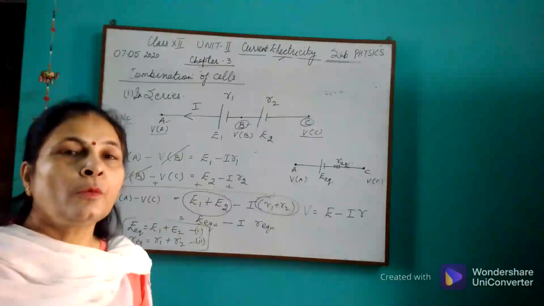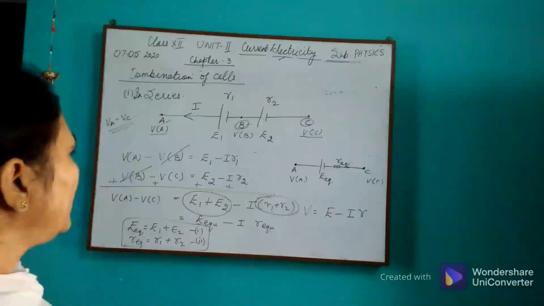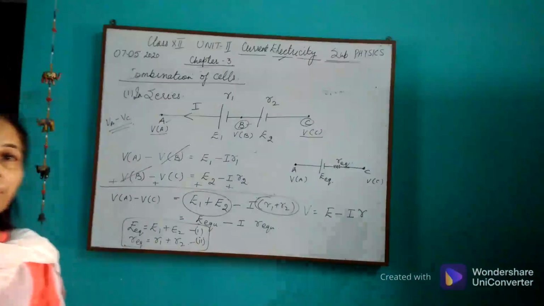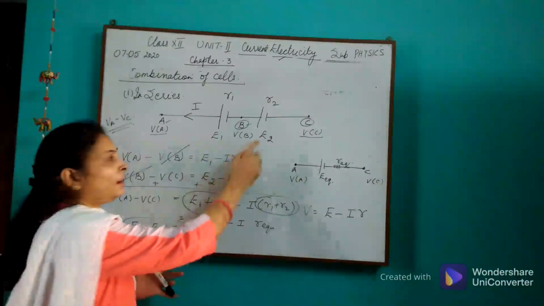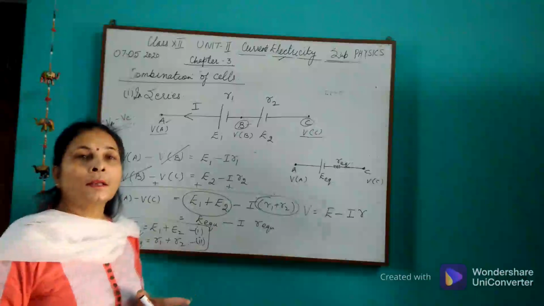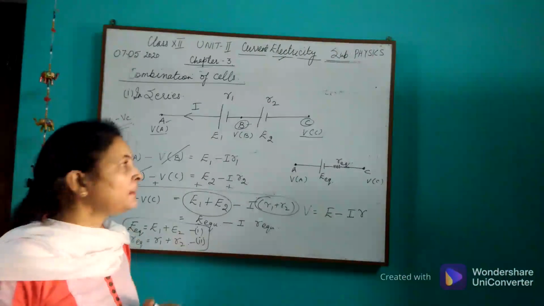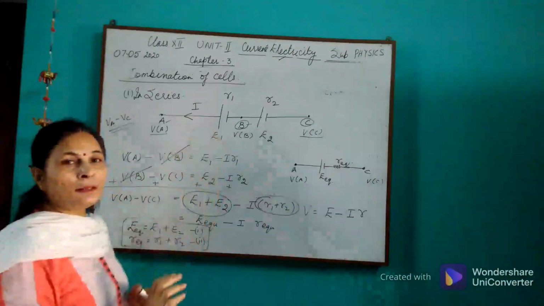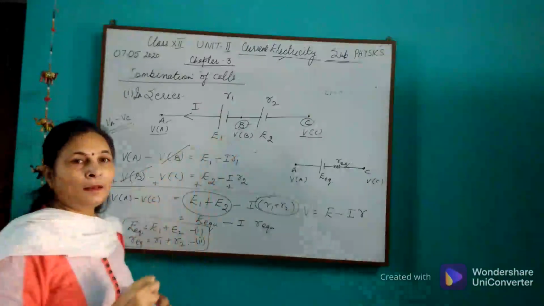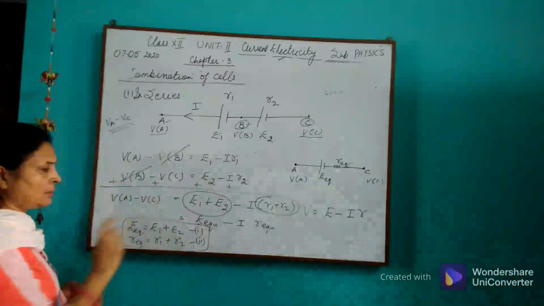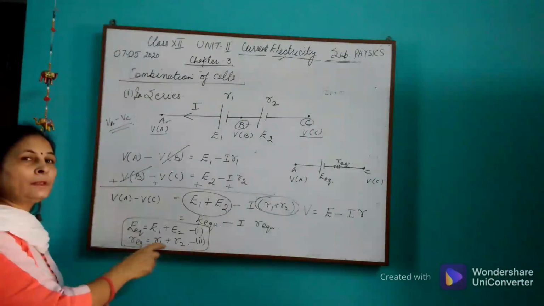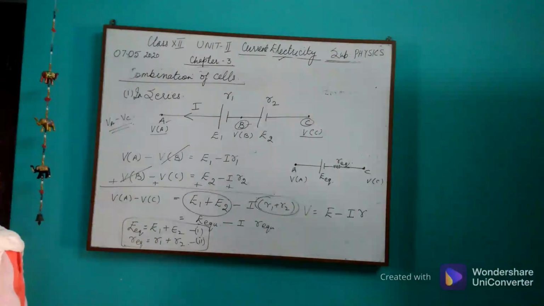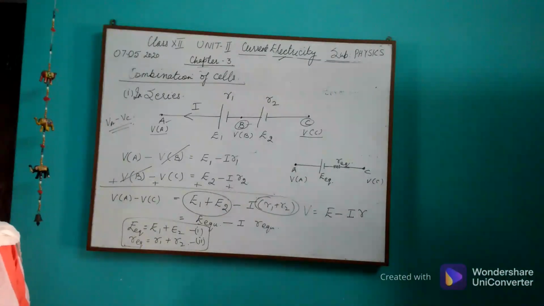That means when two cells of EMF E1 and E2 are connected in series, then in that case the equivalent EMF will be simple addition of the two EMFs and the resistance will be simple addition of the two resistances. That is, the internal resistance will also increase.